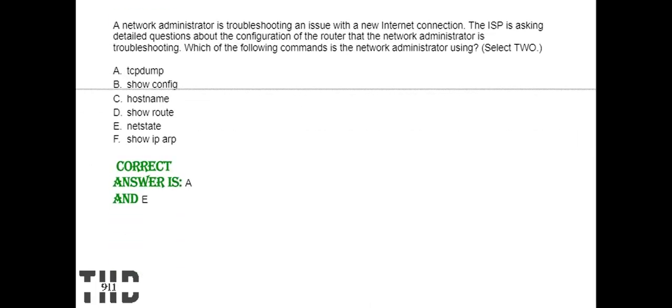A network administrator is troubleshooting an issue with a new internet connection. The ISP is asking detailed questions about the configuration of the router and the network administrator is troubleshooting. Which of the following commands is the network administrator using? Select 2. Option A, tcpdump. Option B, show configuration. Option C, hostname. Option D, show route. Option E, netstat. And option F, show IP ARP. The correct answers are option A and E.